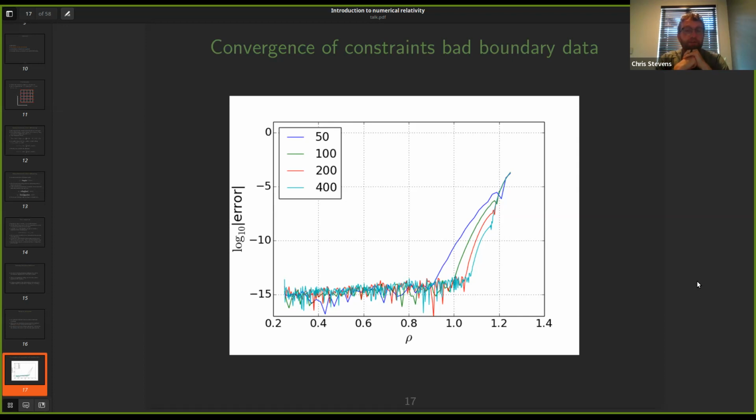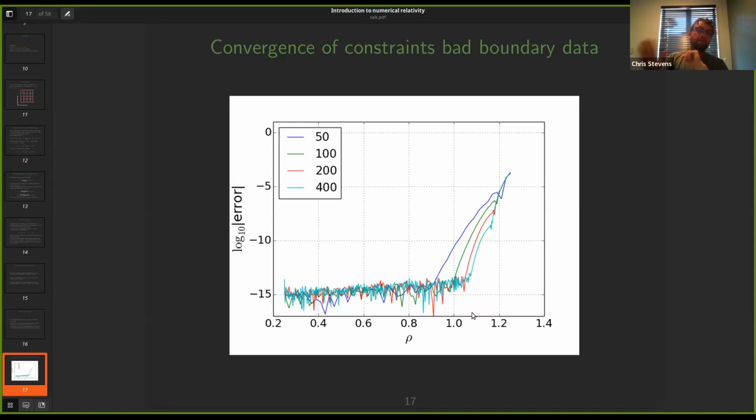This is a situation where we have a black hole, and we're going to shoot a gravitational wave into it, all numerically, of course. And we were wanting to check the constraints to make sure that they converged. So what is this? I'm plotting log base 10 of the error, which is the constraint. This should be 0. This is over a radial slice. So we were doing it in axisymmetry.